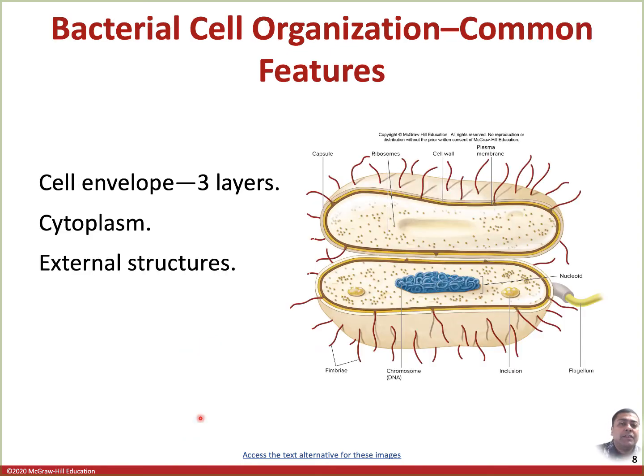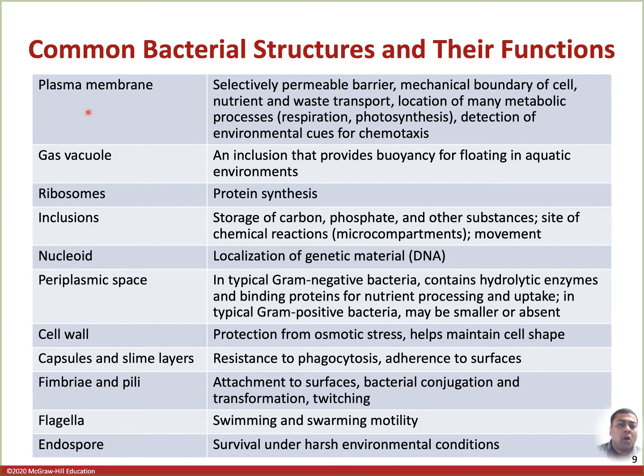So these bacteria are also successful because they can circumvent the problem of the large size. Next we are going to talk about the bacterial cell organization and the cell envelope in 3 layers. Then we're going to talk about the material present in the cytoplasm and the external structures. So this is a common bacterial structure and their function. This is very self-explanatory and just for your review. You can look at that in your own time.